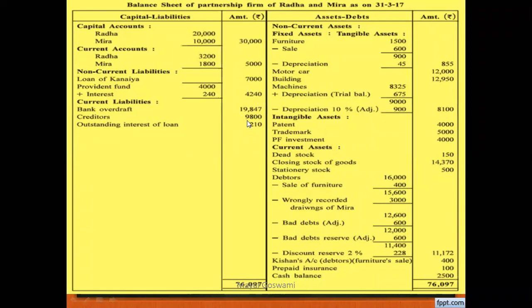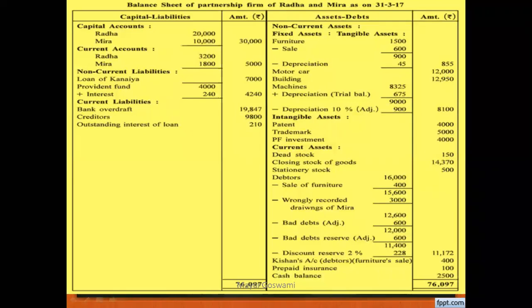Right, on the outer side, outer column 9,800, right? Then motor car, again come to the asset side, write down motor car, no adjustment. So in the outer column 12,000.